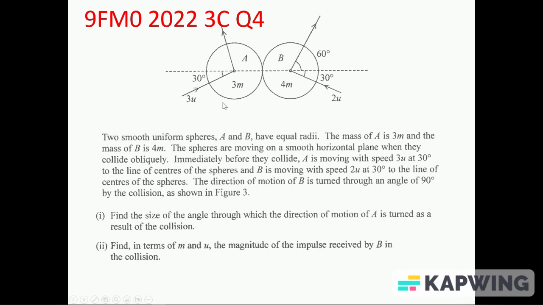Right, so here we go, 9FMO, 2022 paper, to the 3 seats. Question 4 on the oblique collisions. So we've got 2 uniform spheres, A and B, of equal radii. The mass of A is 3m, and B is 4m, moving on a smooth horizontal plane.